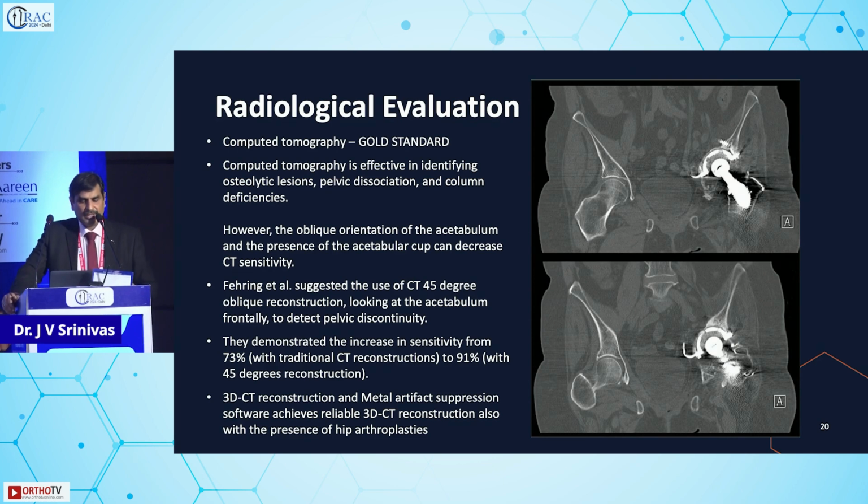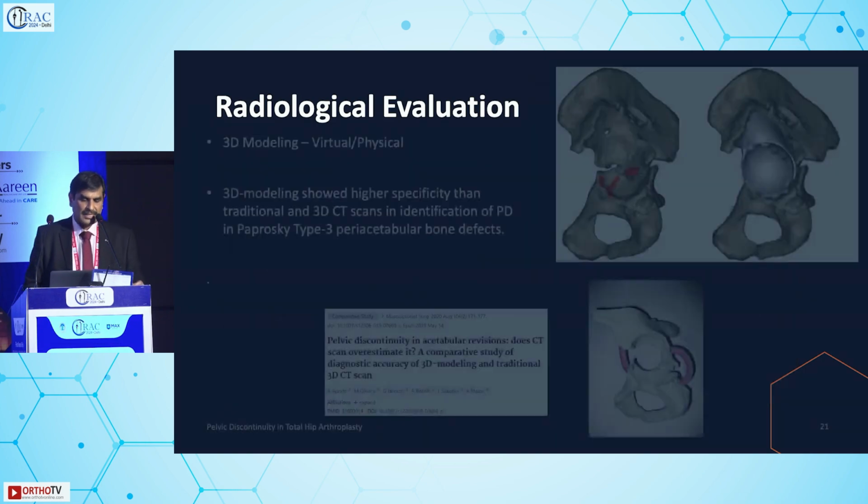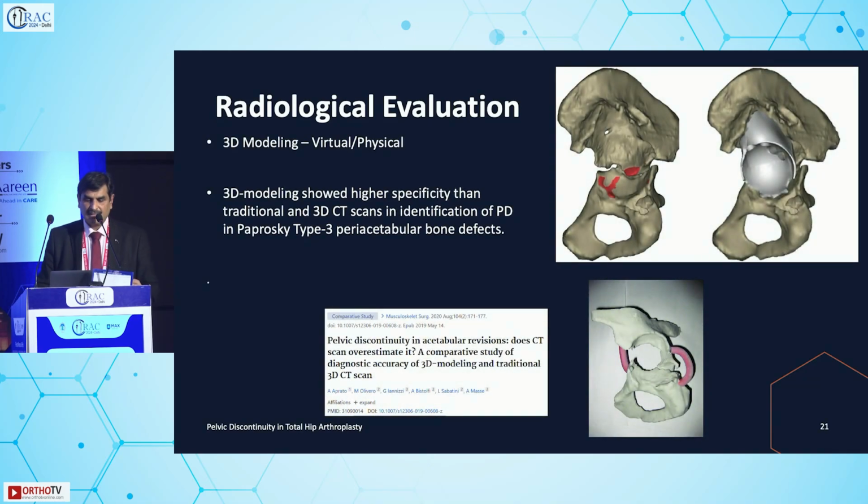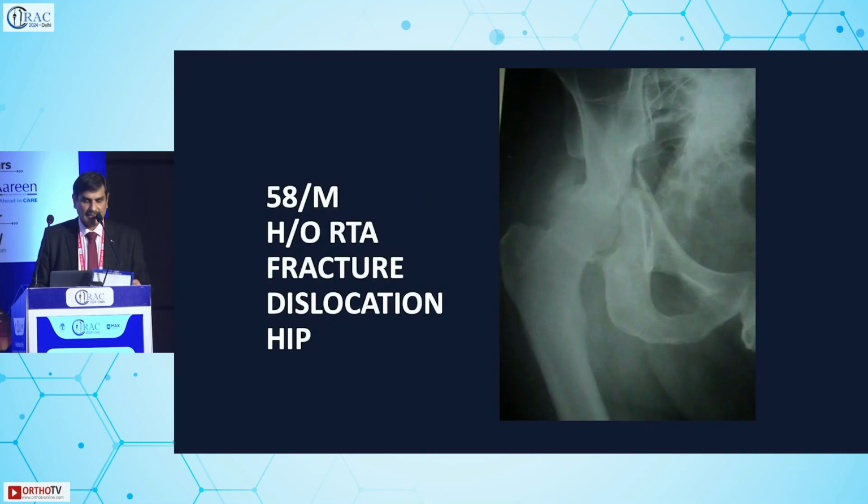The most important gold standard is CT. We all know the CT scan is very, very important. It is very effective to identify the osteolytic lesion, pelvic dissociation, and column deficiencies. 3D CT reconstruction with metal artifact suppression software achieves reliable 3D reconstruction even in the presence of hip arthroplasties. Even in the presence of an implant, CT is the gold standard to diagnose. 3D CT modeling is ultimate. That is the best thing to diagnose your pelvic discontinuity.